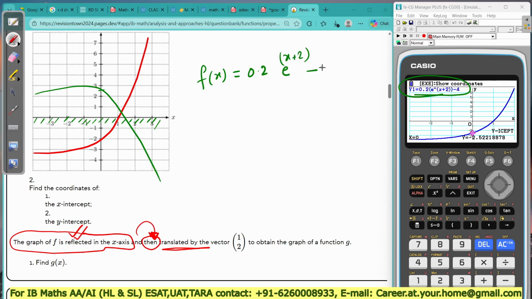2 minus 4, right? And if you do the reflection with respect to the x-axis, it means the y value is affected. Your y coordinate changes, so this is your new function f dash x. You will have minus of 0.2 e raised to power x plus 2 plus 4. Am I right? I have multiplied with negative. Is it okay?